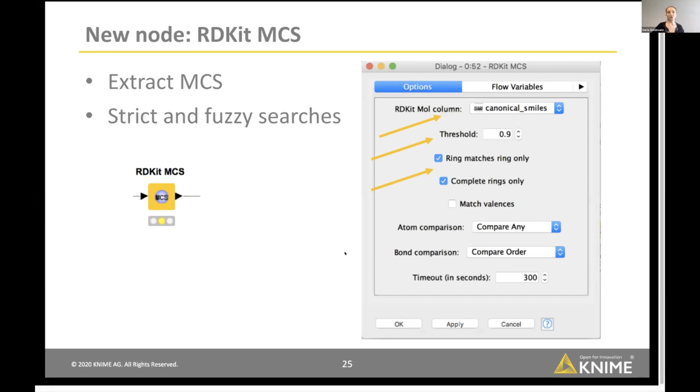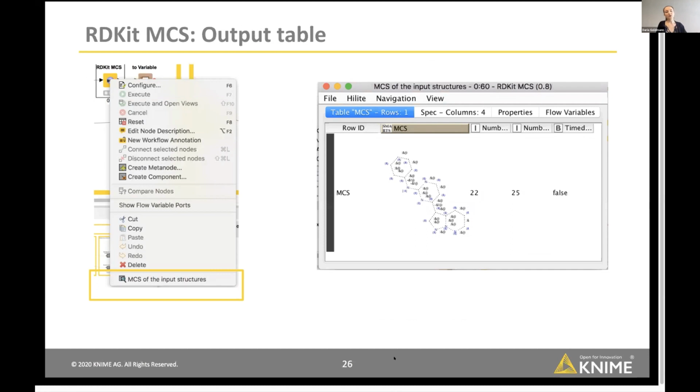Okay, so after you've performed the RDKit MCS, the search for the maximum common substructure, you can view the output by right-clicking on the node and going into the very last menu, which will say MCS of the input structures. You will have a data table with 1 row with the picture of the maximum common substructure that is found, and some annotations to that, such as the number of atoms and bonds in it.